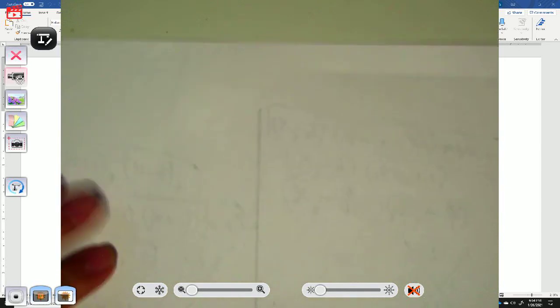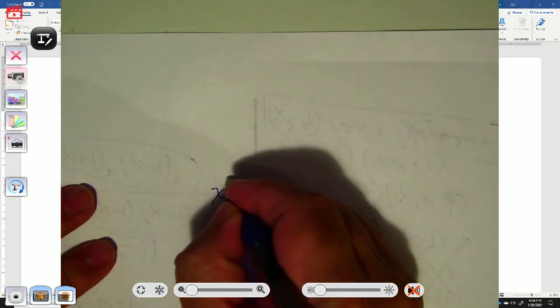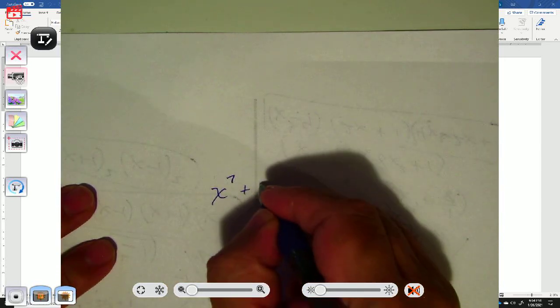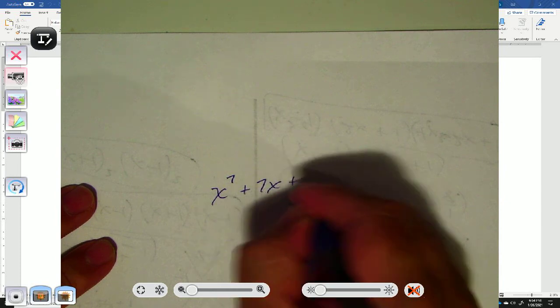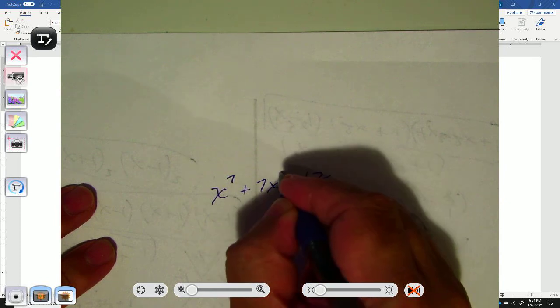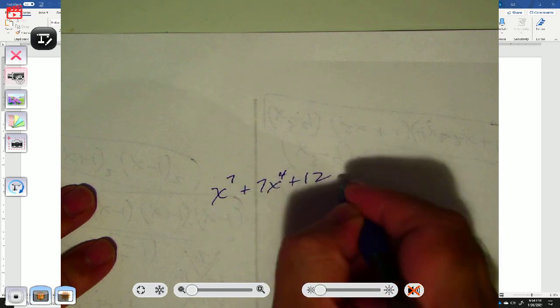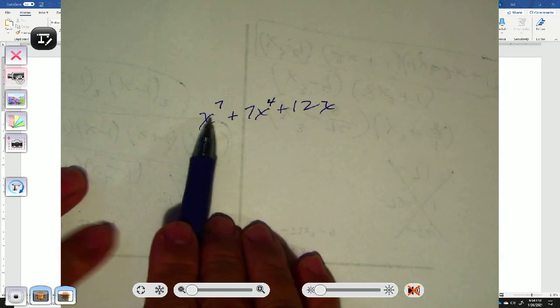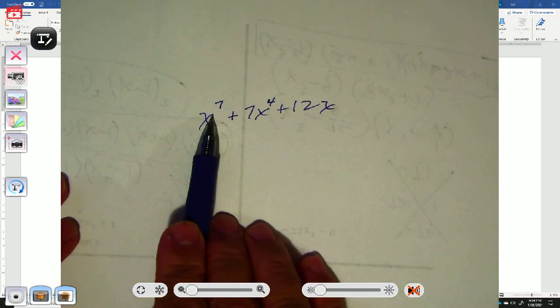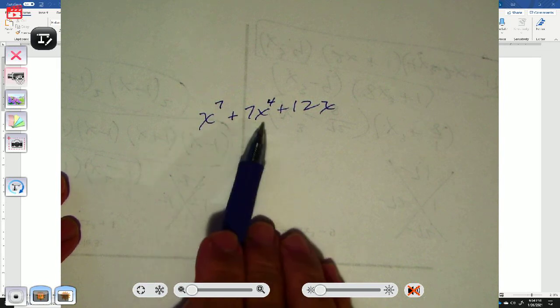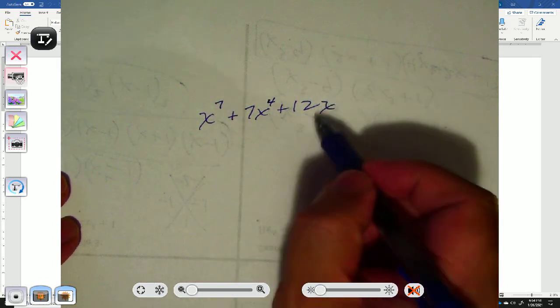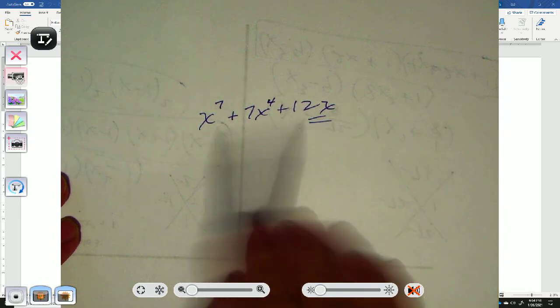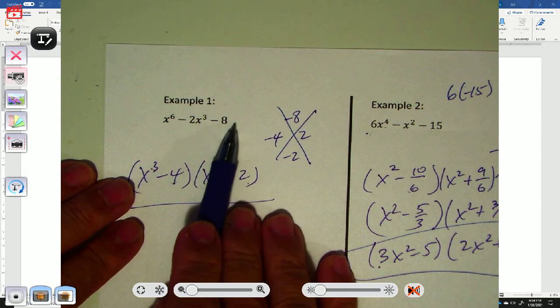Some of the worksheet problems, you might see a problem that looks like this. Where you see a problem that looks like this, and you go, well, that's not an even exponent. Well, if you checked, there is a common variable of x. If you see an x in the last term, that means there's an x in all of them. So that's a little different from what we solved earlier. There's no x on the last term. So watch out for that.